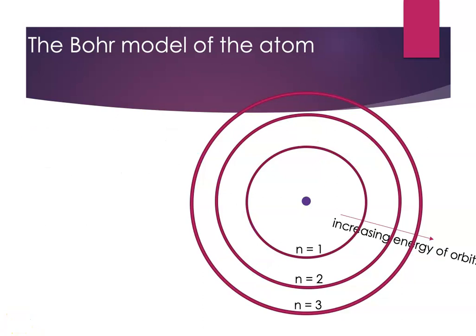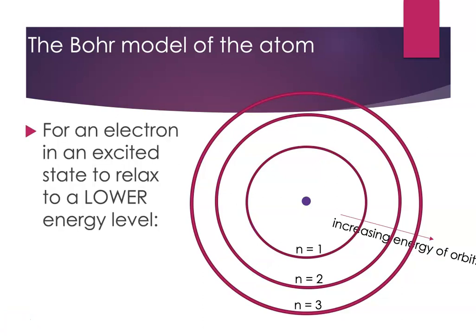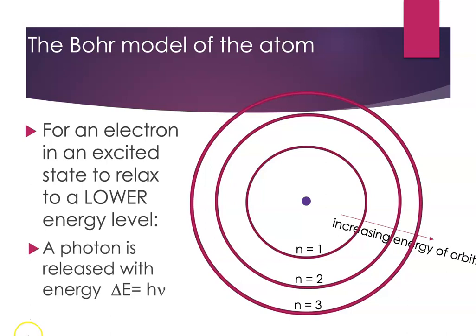Well, now we have an electron in an excited state. How can it relax to a lower energy level, which of course is energetically more favorable? Well, for that to happen, a photon has to be released, and the photon has to have the amount of energy equal to the difference in the energies of the levels. And so it would have that frequency and the wavelength that would correspond to that delta E.